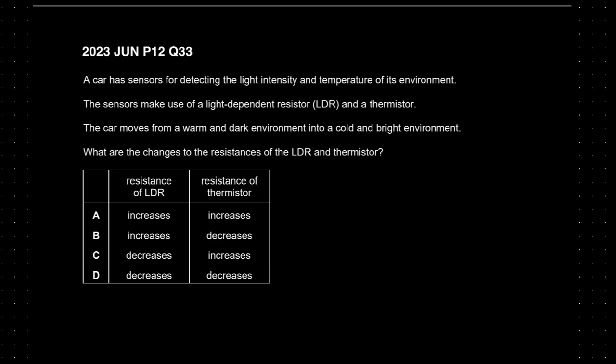A car has sensors for detecting light intensity and temperature of its environment. The sensors make use of an LDR and a thermistor. The car moves from a warm and dark environment into a cold and bright environment. What are the changes to the resistance of the LDR and the thermistor? So warm to cold, temperature decreases, resistance must increase for the thermistor. Dark to bright, light intensity increases, resistance must decrease. So it's C. Again, pretty easy.